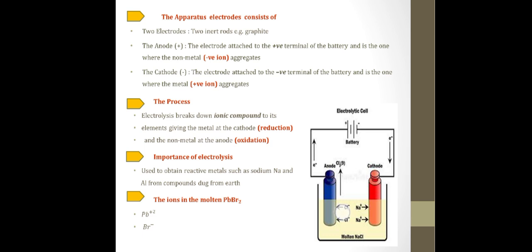Okay? The second electrode is the cathode. The cathode is the negative electrode because it is the one attached to the negative terminal of the battery, and it is the one where the positive ions aggregate. The positive ions are the metals. Okay?